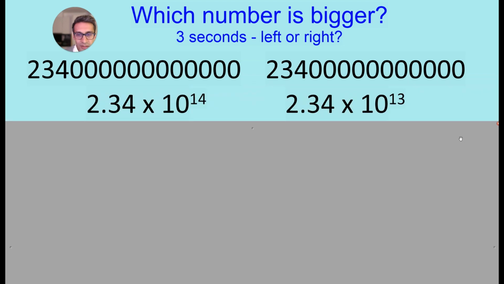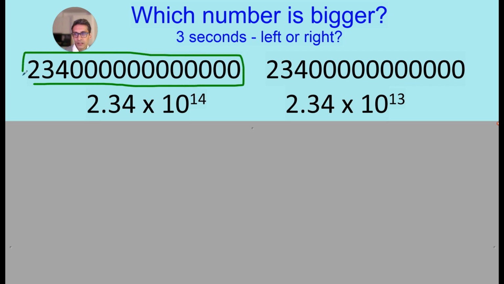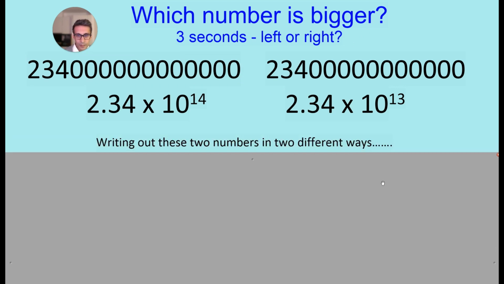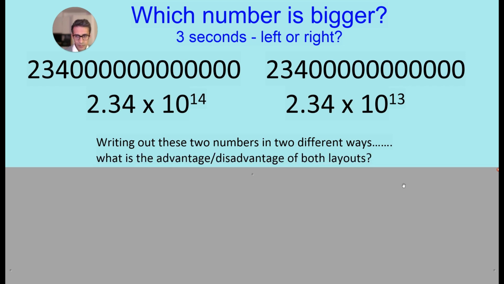So I'm going to show you this again now, and you may have figured out that because of that 14, the number on the left of the screen, this one here, is bigger. It's 10 times bigger than the one on the right. Okay, so writing these numbers in 2 ways.